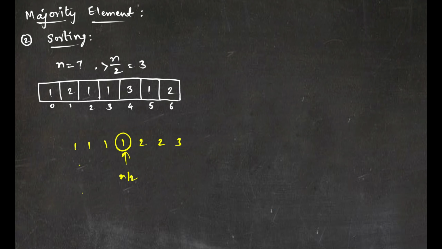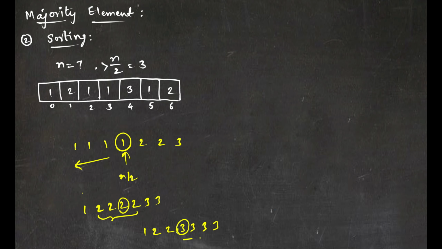You take any case, my majority element is always present at the n by 2 index. Here my majority elements are present towards the left of my array. There are other cases like my majority element lying in between the array, like 1, 2, 2, 2, 2, 3, 3. Here my majority element is 2 and all its values are present somewhere in between the array. And there are other cases like 1, 2, 2, 3, 3, 3, 3. Here my majority element is 3 and its values are present towards the right of the array. So in any case my majority element always exists at the n by 2 index.